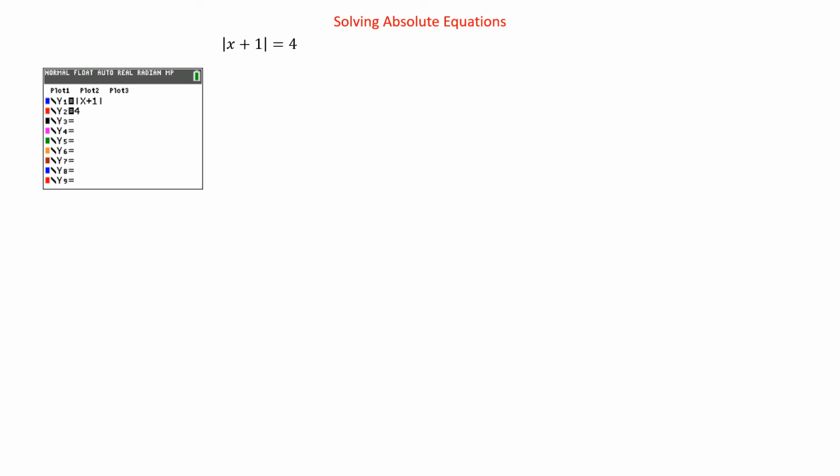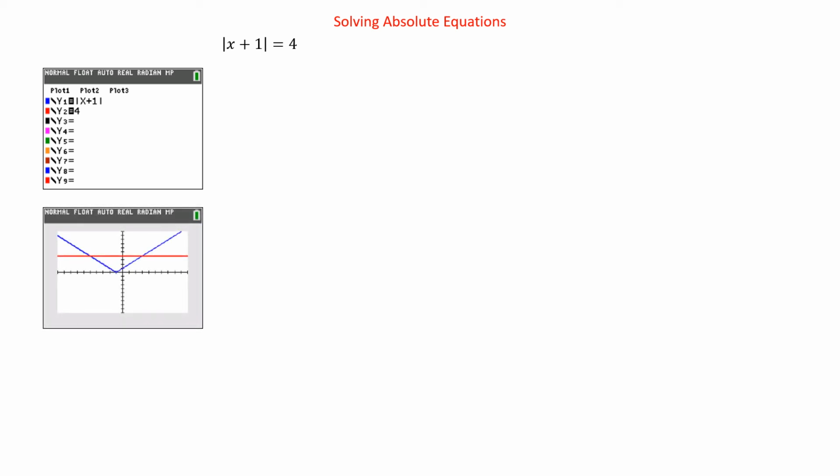We've typed in the absolute value of x plus 1 and 4, and when we graph, we get those two, and we're looking for where they intersect. So we're looking for here and here. What x values are those? That looks like x equals 3 and x equals negative 1, 2, 3, 4, 5. So it looks like x equals 3 and negative 5.